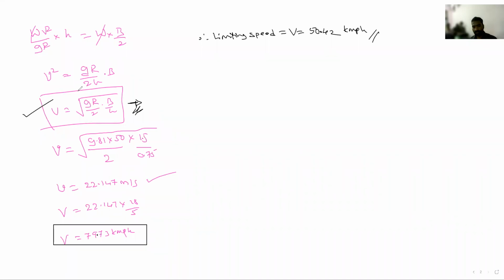If I provide 50.42, no skid will occur and no overturning will occur. If I provide 60, skid will occur, overturning will not occur. If I provide 79, skid will occur, overturning will not occur. But we need to be safe in both conditions, so we have to provide the minimum one. Is it understood, everyone?